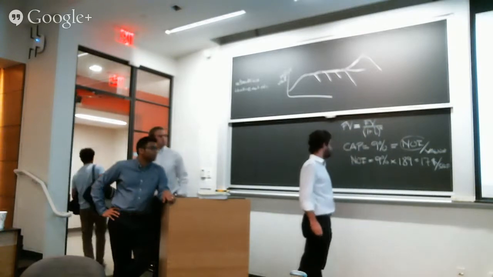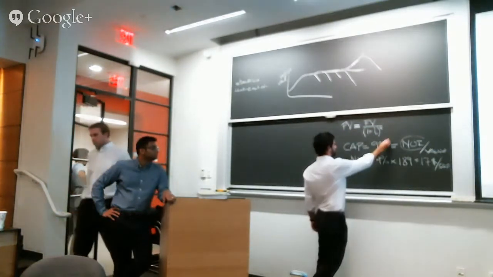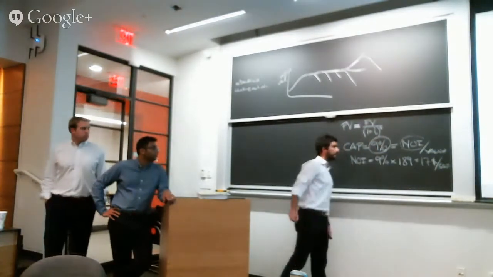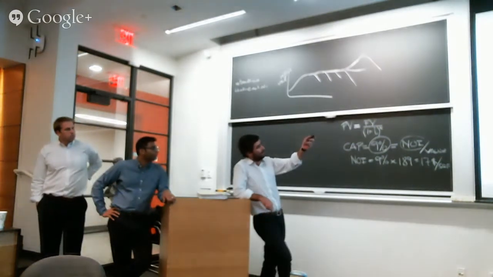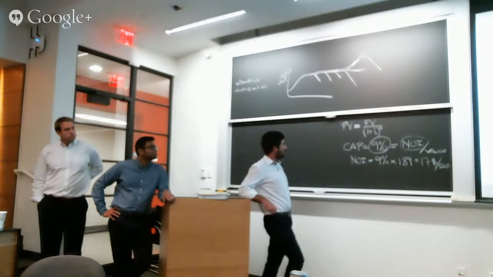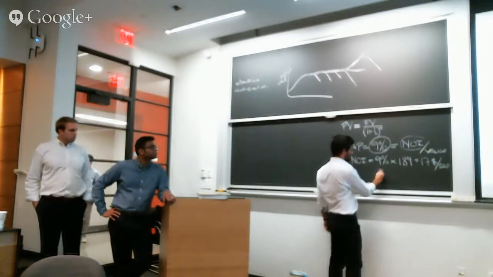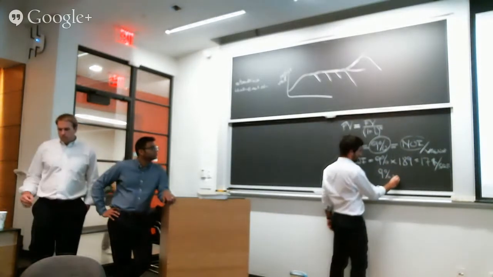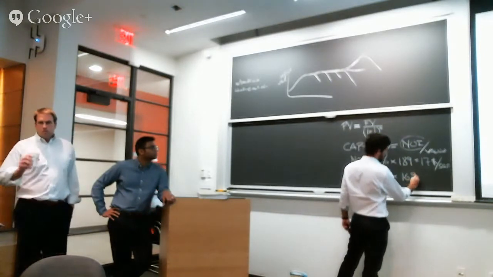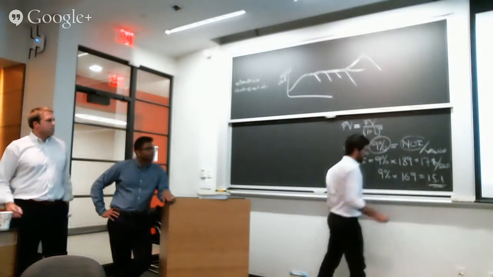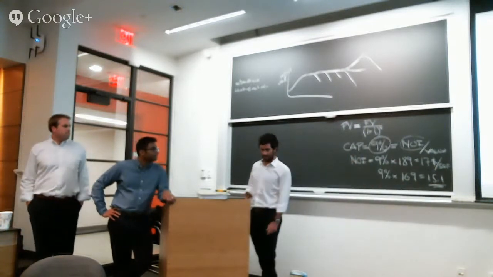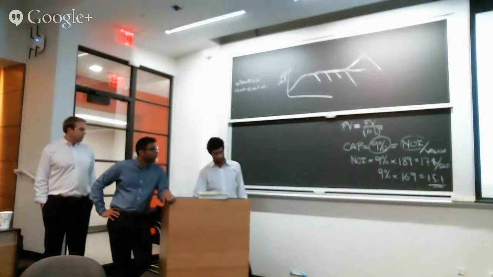Many of you used the cap rate on cost, not cap on value, and what you capped was the development cost. So many of you were doing 9 times 169. I think you get somewhere around 15.2, and that's the most common answer I saw in the homework.